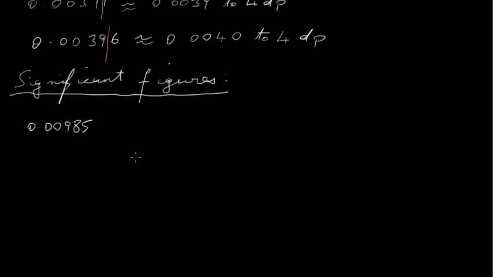and we are asked now to write this to one significant figure. So you start from the left hand side here. It's a 0, so that's not significant. This is a 0, not significant, not significant, and we come across a 9 here. This is our first significant figure. So this is where we're going to stop.